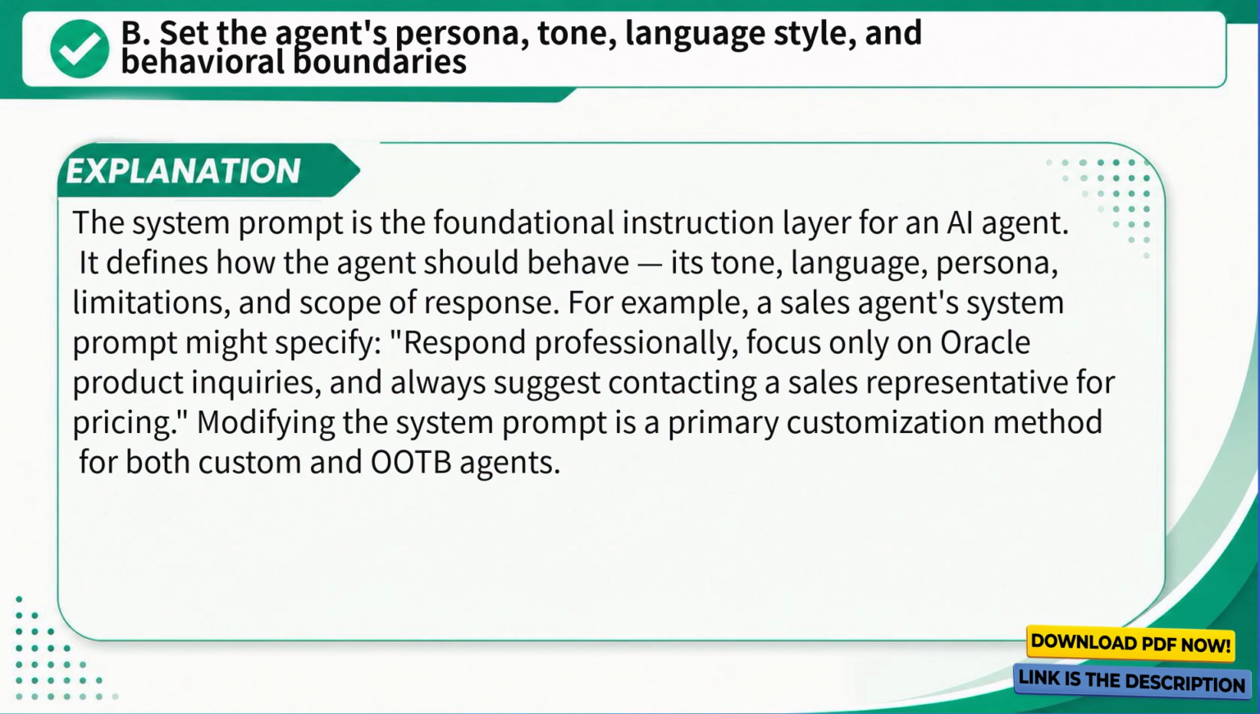Explanation. The system prompt is the foundational instruction layer for an AI agent. It defines how the agent should behave, its tone, language, persona, limitations, and scope of response. For example, a sales agent system prompt might specify: respond professionally, focus only on Oracle product inquiries, and always suggest contacting a sales representative for pricing. Modifying the system prompt is a primary customization method for both custom and OOTB agents.